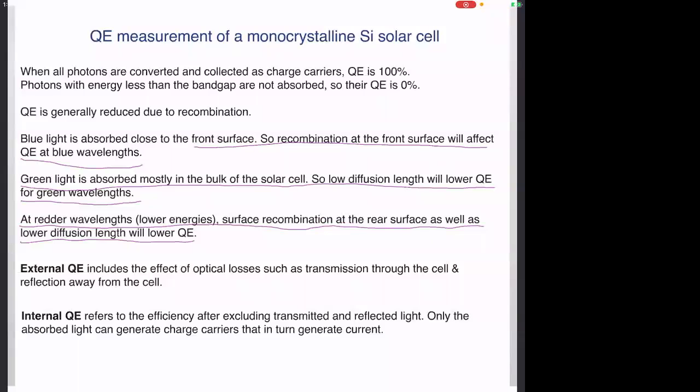So this is something called internal quantum efficiency. External quantum efficiency includes the effects of optical losses, such as transmission through the cell, as well as Fresnel reflections away from the cell, which is the top. So remember, if this is glass and that's air, you have some of the light reflecting off, approximately given by ((n-1)/(n+1))^2, if you recall. This is the Fresnel reflection loss.